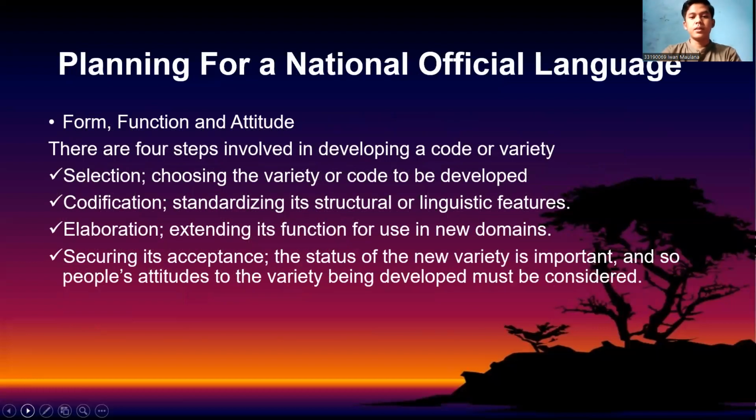Next, planning for national official English, from function and attitude. There are 4 steps involved in developing a code variety. Selection: choosing the variety or code to be developed. Codification: standardizing the structural linguistic features. Elaboration: extending its function for use in new domains. Acceptance: the status of the new variety is important, and so people's attitude to the variety being developed must be considered.